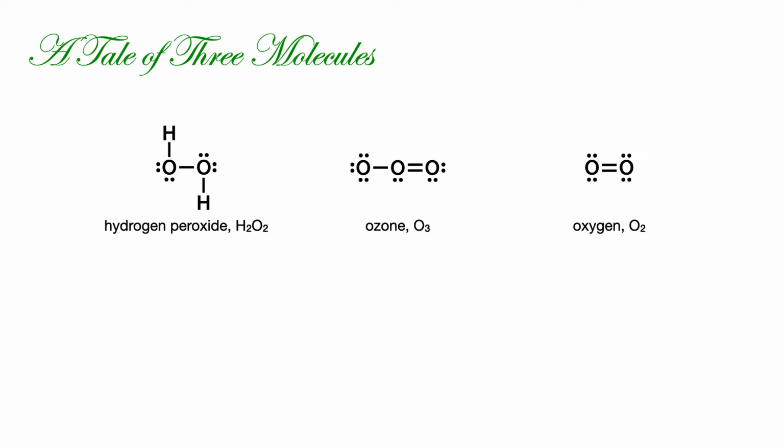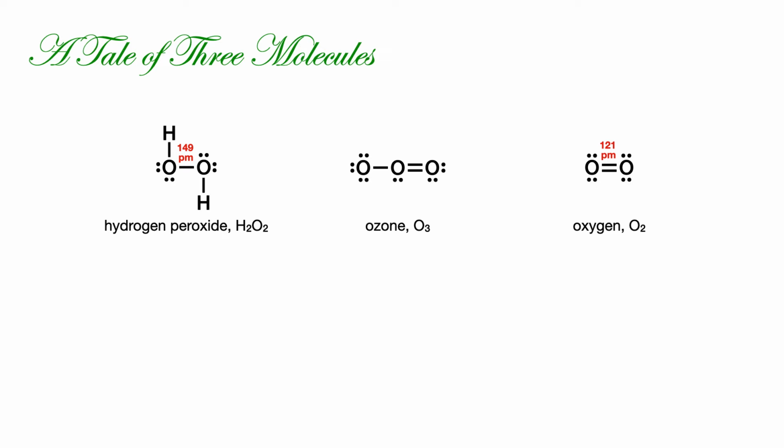So in hydrogen peroxide, the two oxygen atoms are 149 picometers apart. In O2, the oxygen atoms are closer together. They're 121 picometers apart. And that kind of makes sense. In O2, there are two bonding pairs, two pairs of electrons that are holding the atoms together. And so it stands to reason that with two pairs of electrons holding the atoms together, they'd be held more tightly and they'd be pulled closer together. And that's exactly what we see. The double bond in O2 is shorter than the single bond in H2O2.